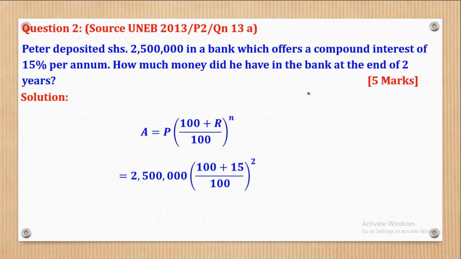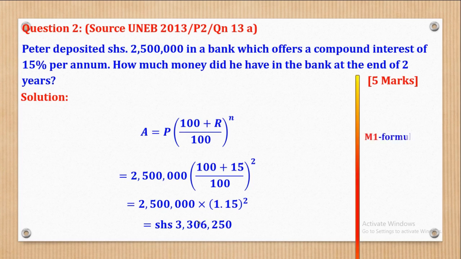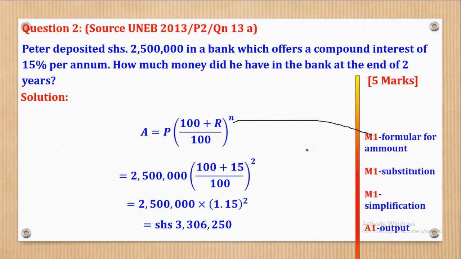Then we simplify what is in brackets to come up with 1.15 raised to the power 2, and when I simplify further, I come up with shillings 3,306,250. So basically that's what they wanted, and now let's see how much can be awarded. M1 will be for quoting the formula correctly, M1 for substitution, M1 for simplifying, and A1 for the output. So basically that's how the marks could be awarded.